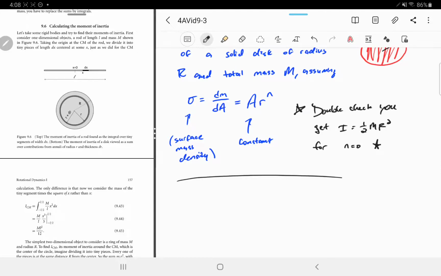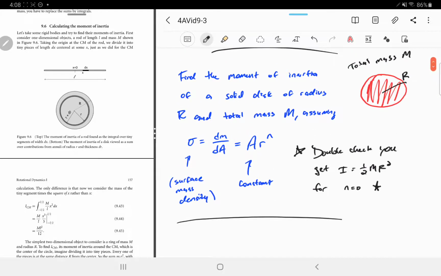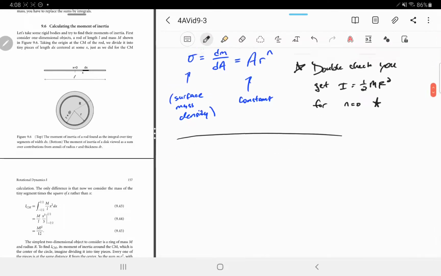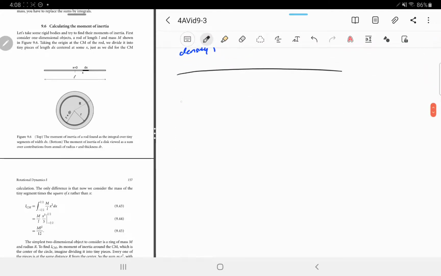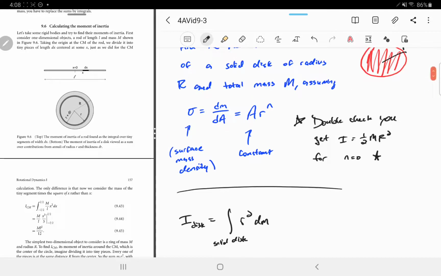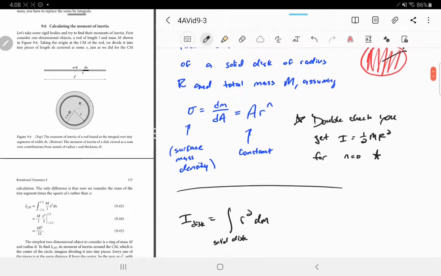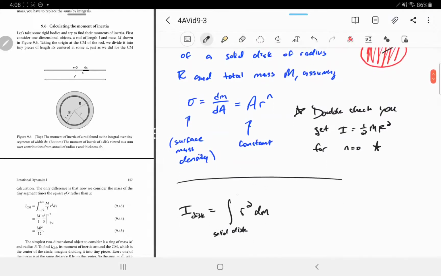The way to go about this: we want to calculate the moment of inertia of our disk, and we're just going to use our formula right away. This is the sum of r squareds times the masses over the whole solid disk. This is true, but it's not really helpful because if you split the disk up into a bunch of little pieces dm, the r is different for every piece. So it's not like this is a constant that we can take out of the integral. You can't do that.